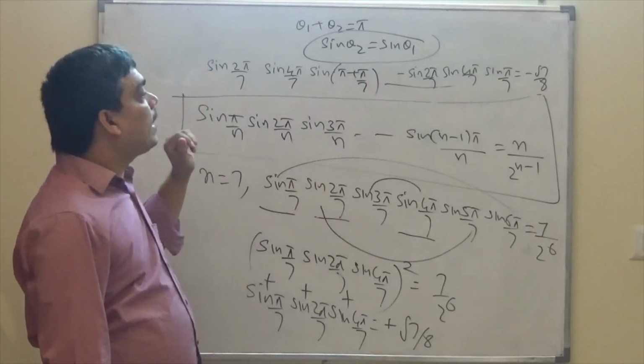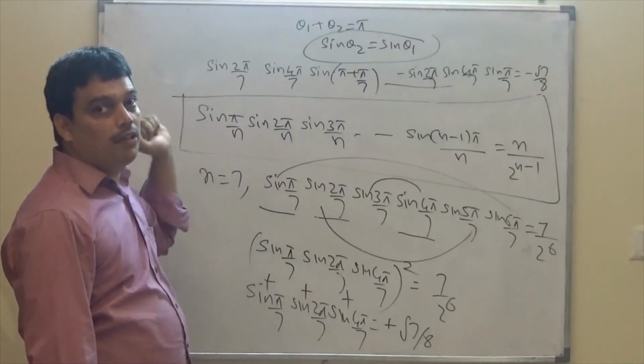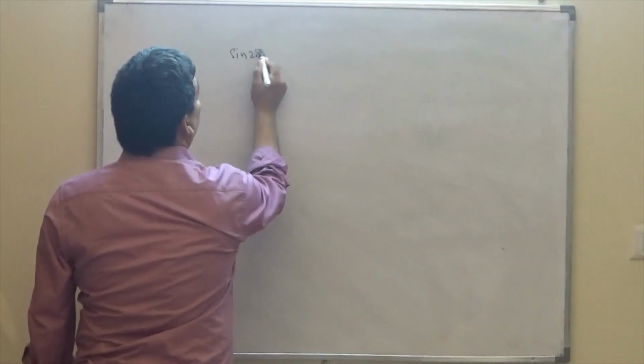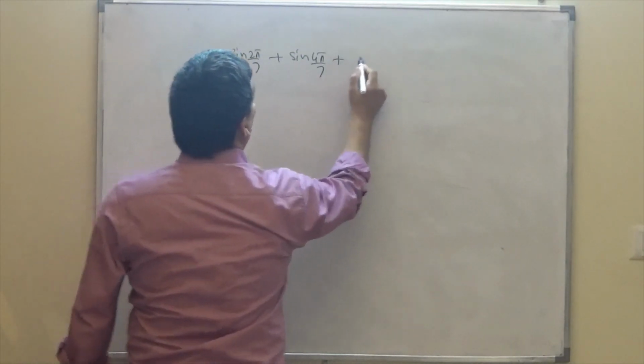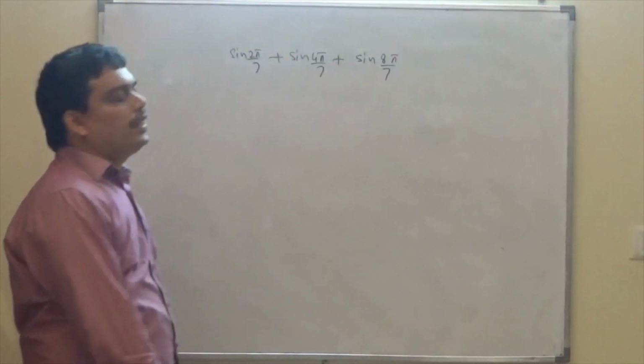Now related to this, I will write down one problem involving the summation with similar type of angles. So let's see how we do that. Say we want to find the sum of the series sine 2 pi by 7 plus sine 4 pi by 7 plus sine of 8 pi by 7.